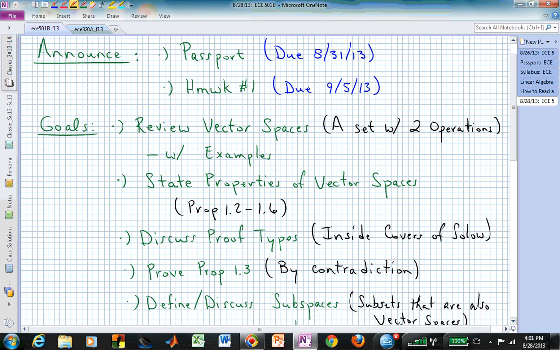Do I need to dim the lights on the screen, or is that acceptable? Is it visible for you with this all lit up? You're okay with that?